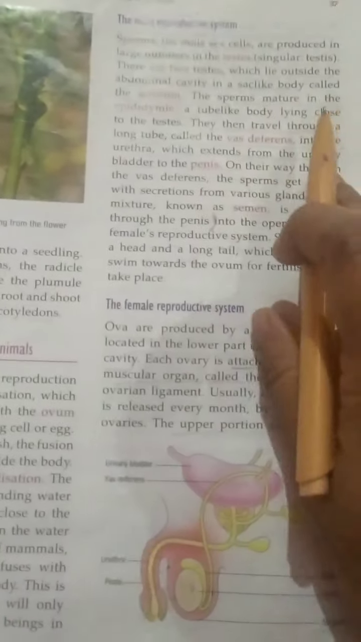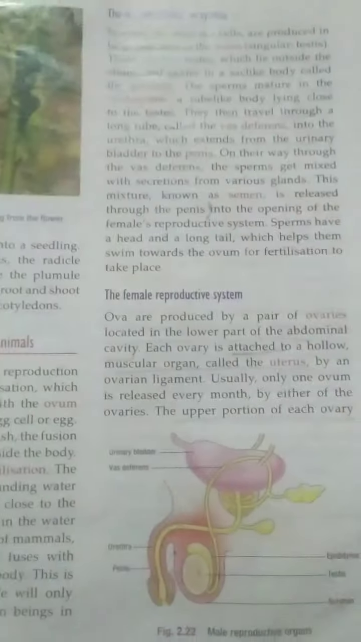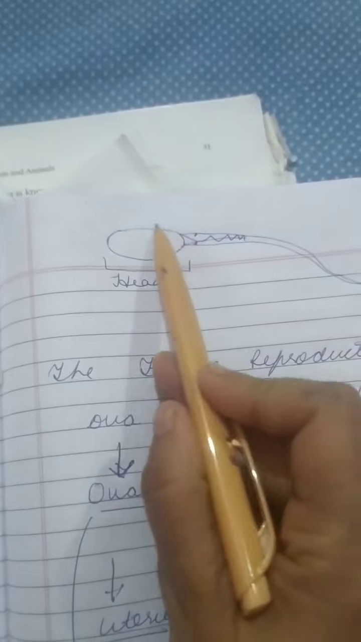So this is the male reproductive system, and sperms have a head and a long tail. I will show you in the diagram also, as I have made the diagram. So this is the head region, this is the long tail. Students, during fertilization, during the fusion, only the head part goes inside the ovum or the female sex cell, and the rest of the tail remains outside the cell.